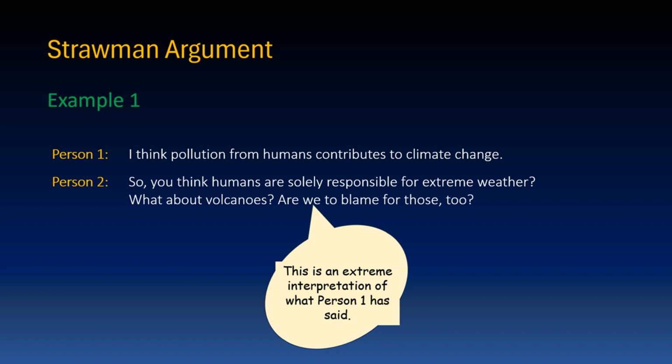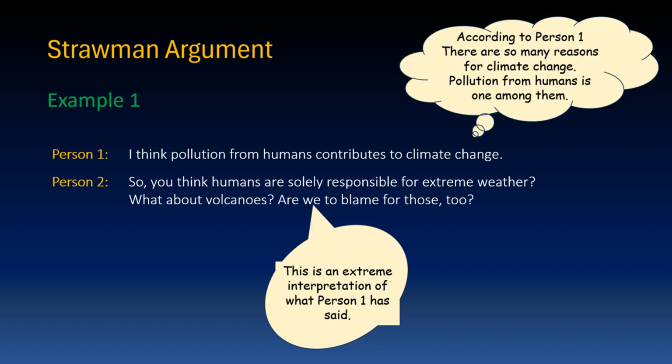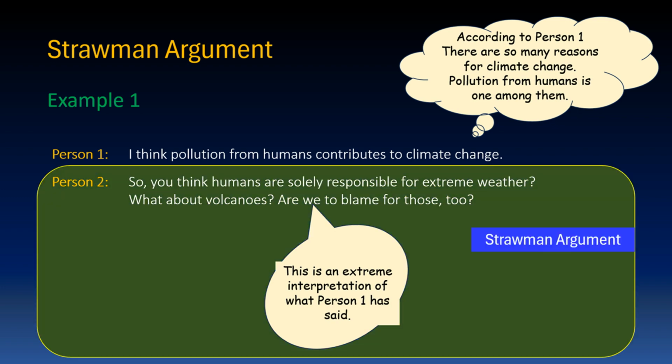A right interpretation of person 1's argument may be understood as, there are so many reasons for climate change. Pollution from humans is one among them. But the response of person 2 is an extreme interpretation of what person 1 has said. That is why we say, the argument of person 2 is a strawman argument because he is not attacking the argument made by person 1, but a twisted one.